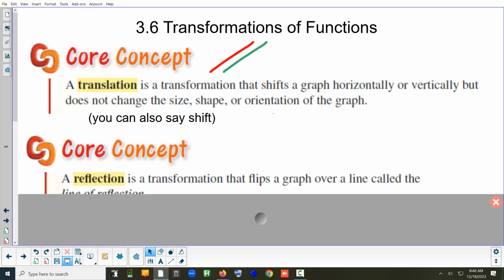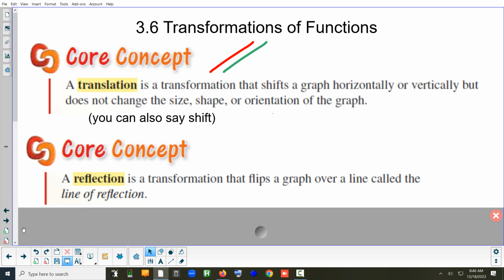Now, the other one, which I didn't show you yet, is a reflection. So a reflection is like a mirror image of a graph. Okay, I'll do it with a letter in the alphabet so you can see what a reflection looks like. So a reflection is like a flip or a mirror image. All right, let's say you had the letter B. And let's imagine that that dotted line is what we're going to flip it over.